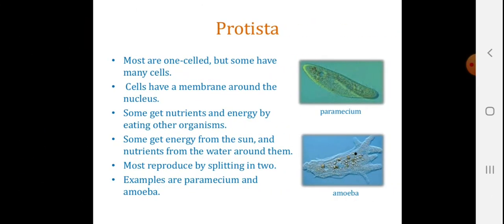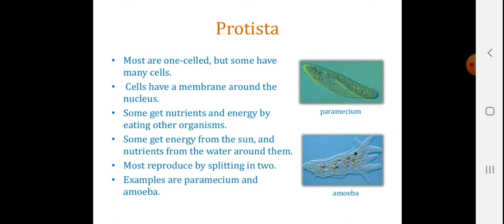So how do the Protista look? You can see in the image the figure of paramecium and amoeba. Most are one-celled but some have many cells. So generally Protista are multicellular or unicellular. A one-celled Protista is called a unicellular Protista. An example is amoeba. Cells have membranes around the nucleus. That means the nuclear membrane is present.